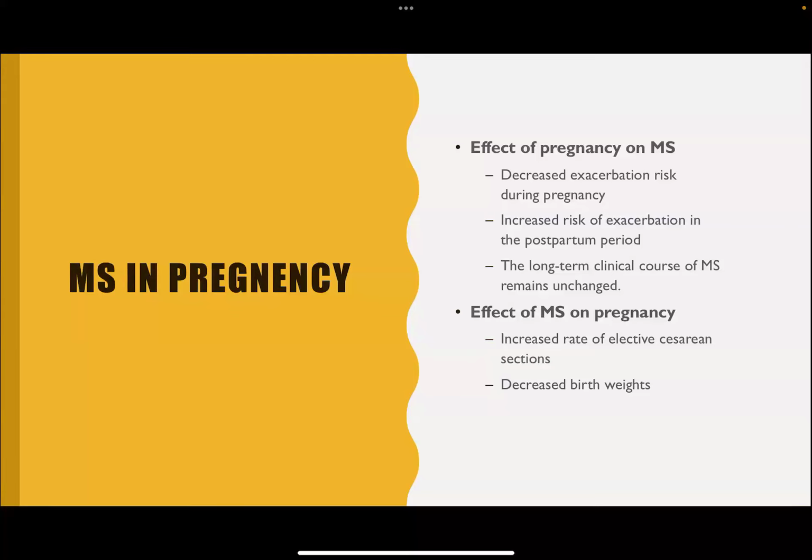So MS in pregnancy, it has effects on both. Pregnancy has an effect on the multiple sclerosis disease. It will decrease the risk of exacerbation during the pregnancy. However, postpartum, there is a high risk for exacerbation. However, the clinical course of the multiple sclerosis will remain unchanged. Multiple sclerosis will lead to an increased rate of elective cesarean sections and decreased birth weights.